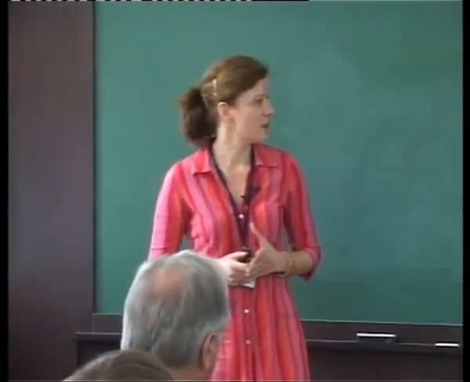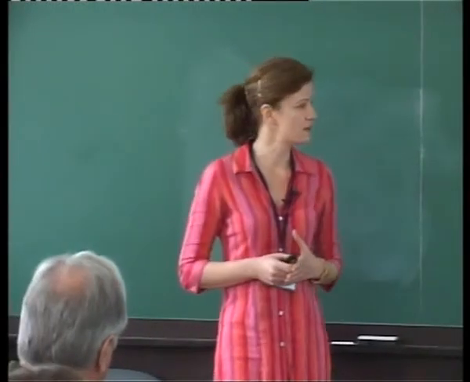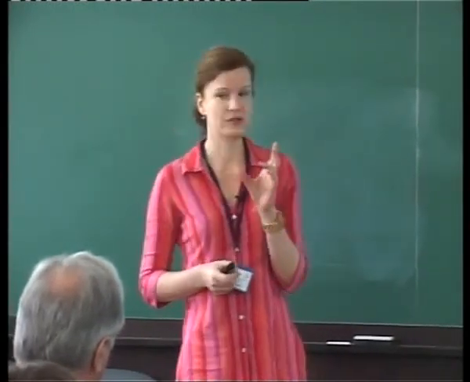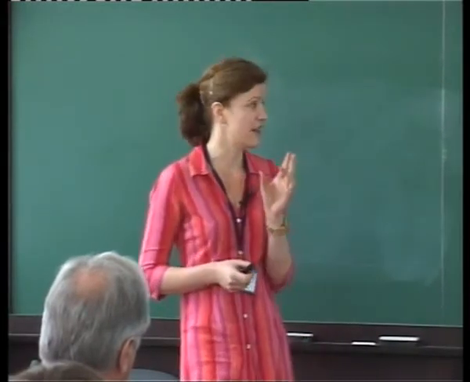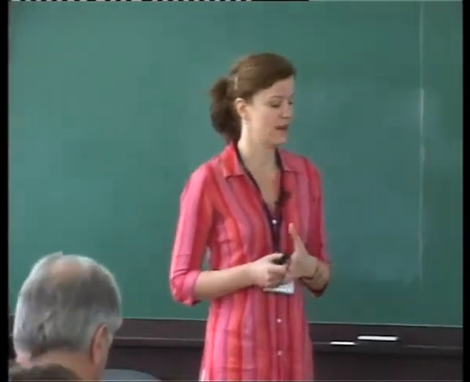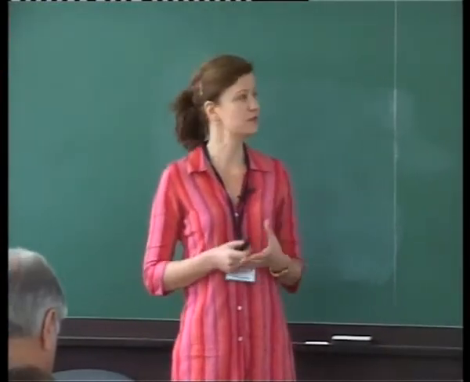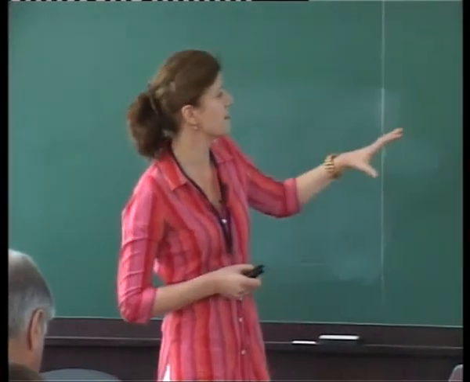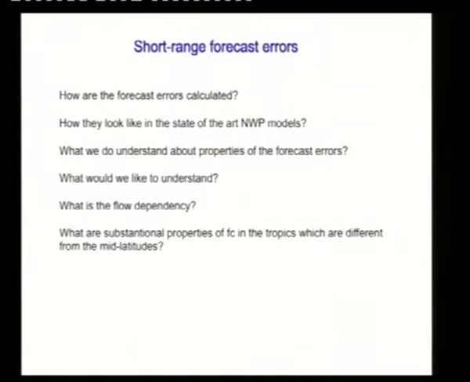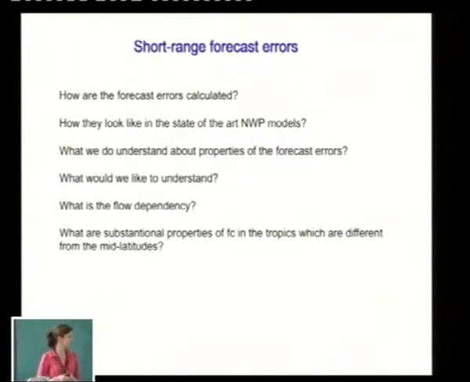So when we are talking about forecast errors for data assimilation, then we are thinking specifically about a very short forecast range, a few hours up to 12 hours mainly. And the very specific questions I would like to describe in this talk are listed here. So I would like to explain how the forecast errors are calculated, what they look like in the current numerical weather prediction (NWP) models, what we understand about these errors, what properties we do understand and what we don't understand, but would like to understand.